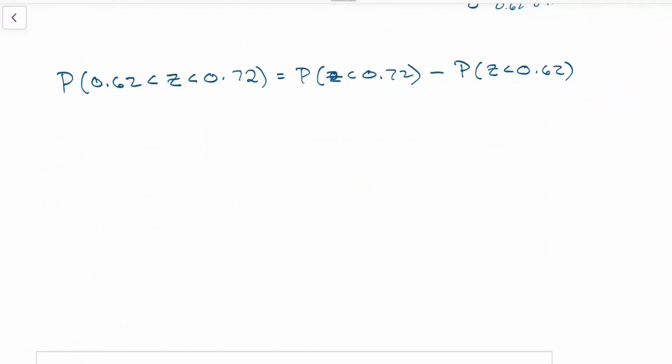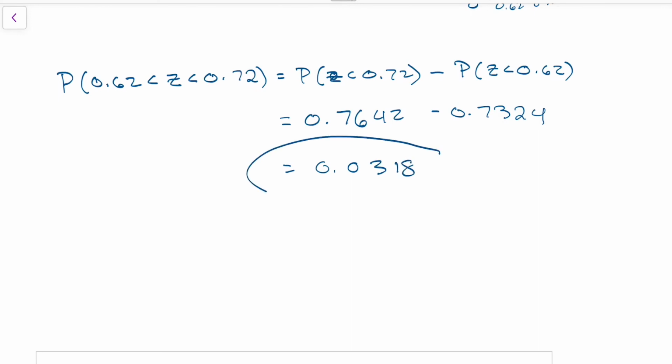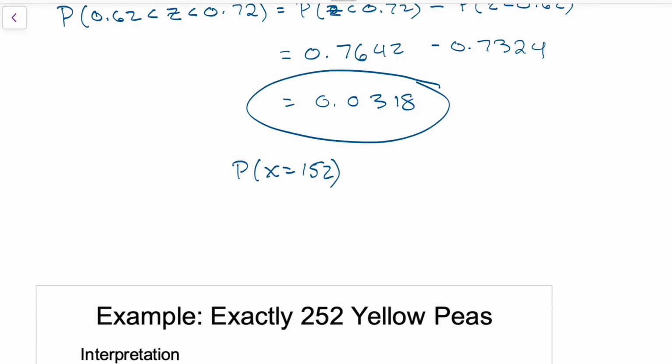So we can finish this example using the probabilities we found on our chart. We get 0.7642 minus 0.7324. And if we compute that, we'll get 0.0318. And that will be our probability of getting exactly 152 yellow pea pods.